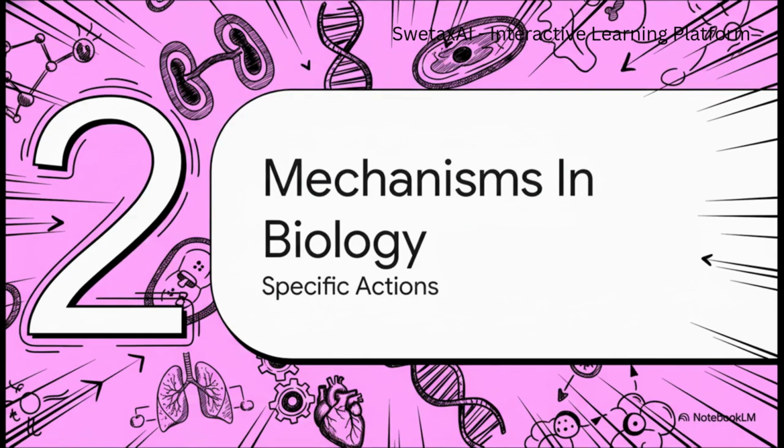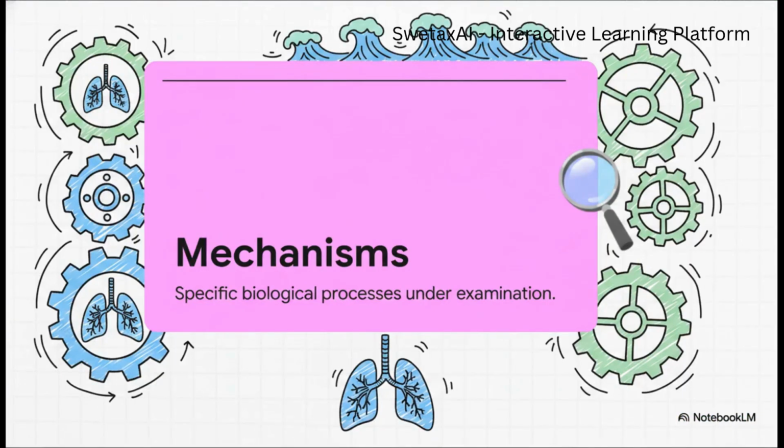Moving right along to Section 2, Mechanisms in Biology. Now we're going to zoom in from those broad life processes to focus on some very specific actions. Our text highlights a very specific word here, mechanisms, and we're defining mechanisms as the specific biological processes under examination, namely breathing and respiration. It's so important to remember that these aren't just passive things that magically happen to us. They are active, functional processes constantly working within the machinery of the organism.